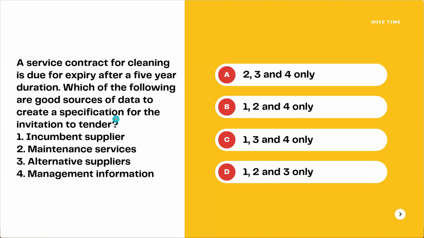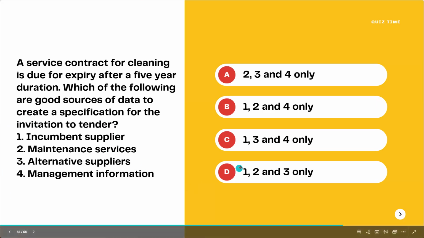Otherwise, we can engage with the suppliers to help us devise a new specification. So the answer includes incumbent supplier, alternative supplier, and measurement information: 1, 3, and 4.